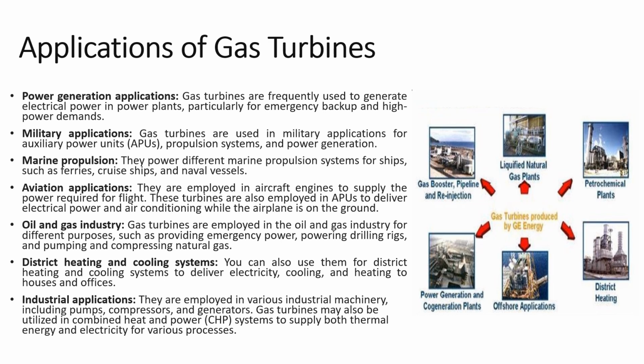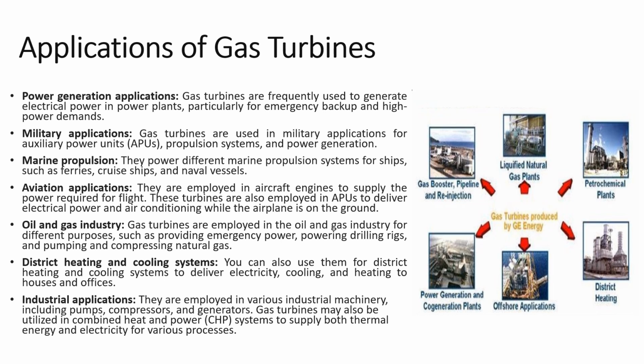These turbines are also employed in APUs to deliver electrical power and air conditioning while the airplane is on the ground. Gas turbines are employed in the oil and gas industry for different purposes, such as providing emergency power, powering drilling rigs, and pumping and compressing natural gas. You can also use them for district heating and cooling systems to deliver electricity, cooling, and heating to houses and offices. They are employed in various industrial machinery, including pumps, compressors, and generators.